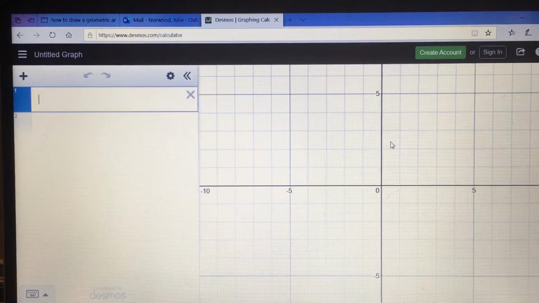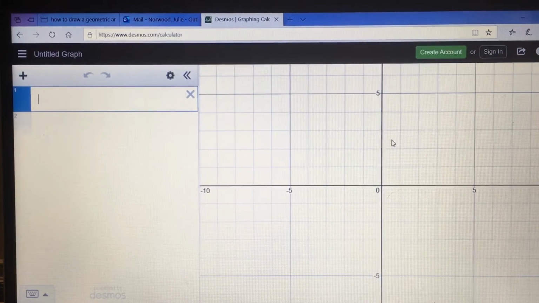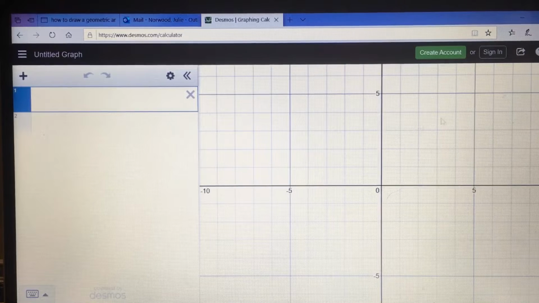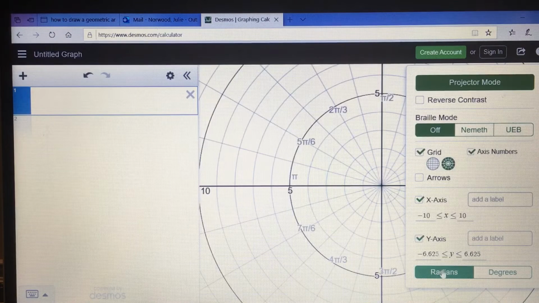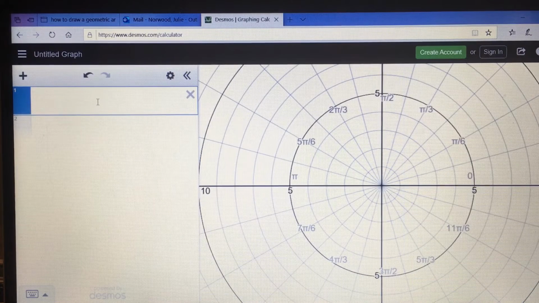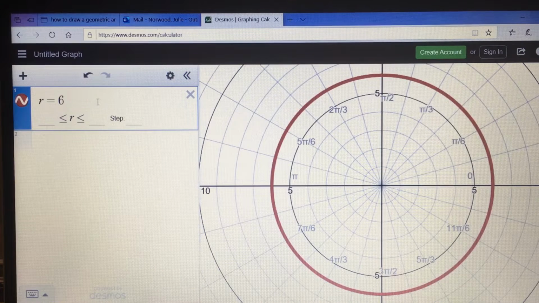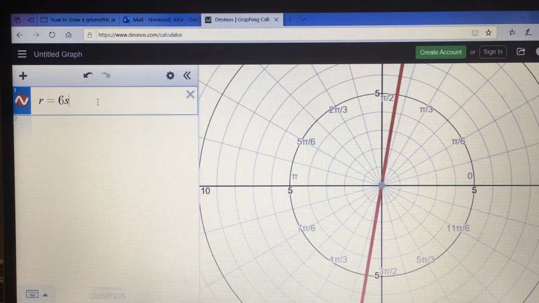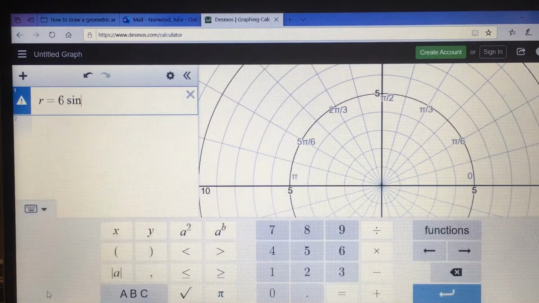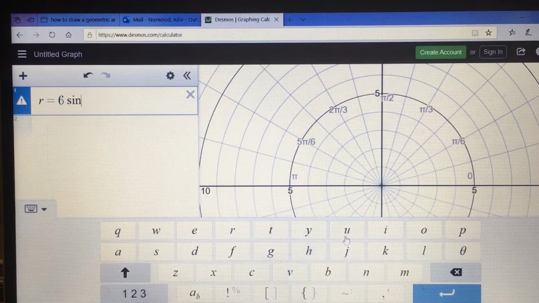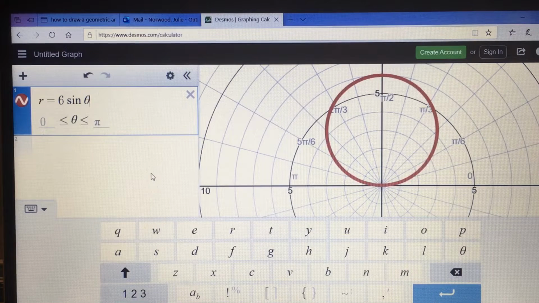All right, guys, so this video is about the last big shape we'll be studying for polar coordinates. So you will need decimals again, and you will need to go to the wrench and change it to polar. The first thing I want you to type in is r equals 6 sine theta. So go to ABC, go to theta.